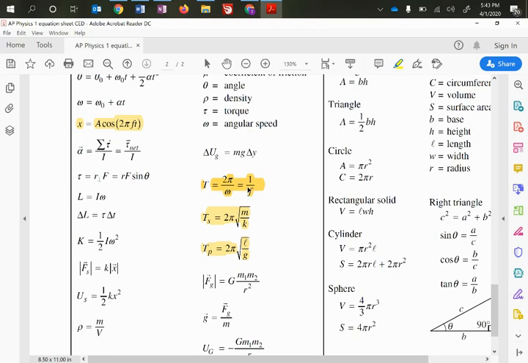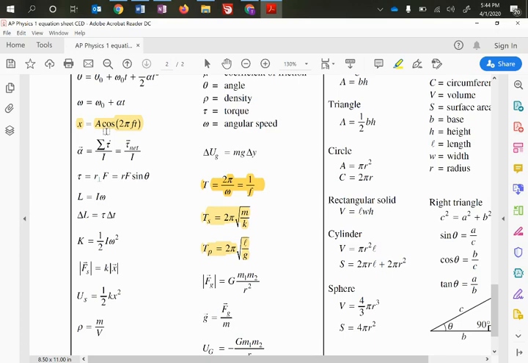Period is equal to the inverse of a frequency. Period of a simple harmonic motion is 2 pi square root of m over k. The period of a simple pendulum is approximately equal to 2 pi square root of L over g, as long as the angles are small. And the position of the mass in simple harmonic motion is equal to the amplitude times sine or cosine.